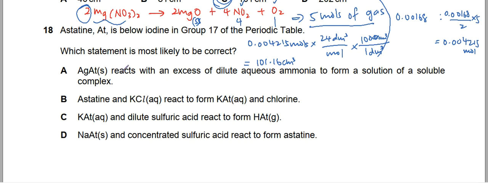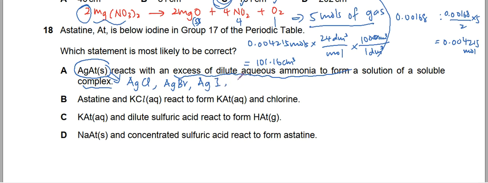Okay, so the first thing we can say is that AgAt reacts with excess dilute aqueous ammonia to form a solution of soluble complex. So we can compare with silver chloride, silver bromide, silver iodide going down group 17, and silver astatide.